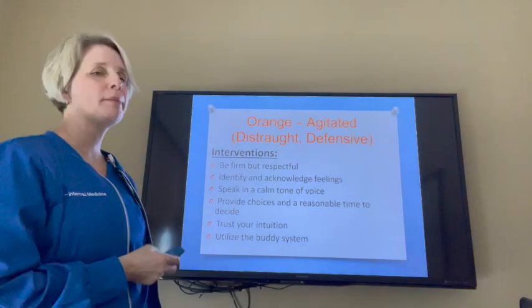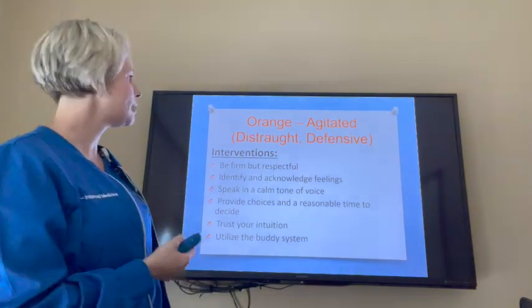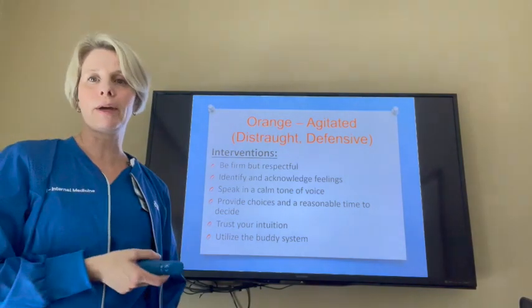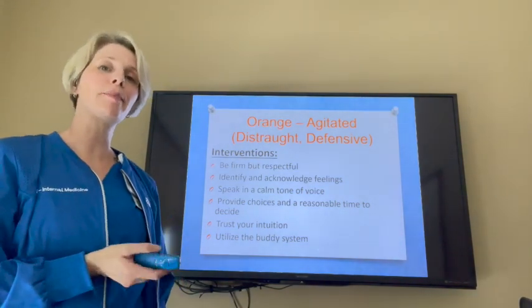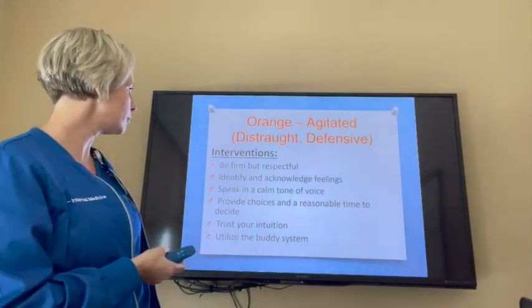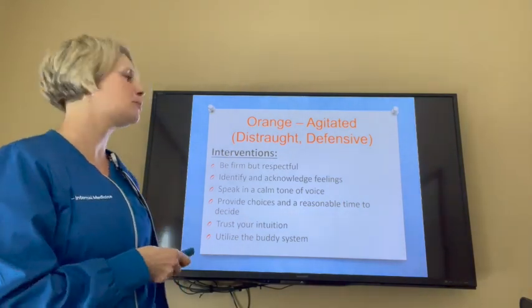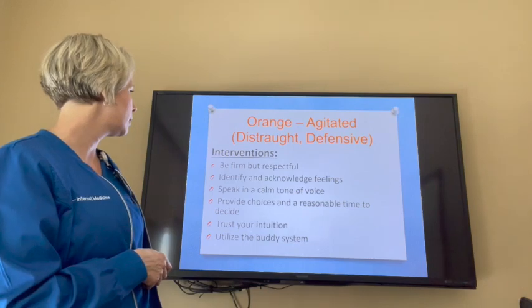So interventions, we want to be firm but respectful. We want to identify and acknowledge their feelings. We want to speak in a calm tone of voice. So if the patient's raising their voice, we want to make sure that we lower ours. We want to provide the patient choices and then allow for a reasonable time for them to decide.